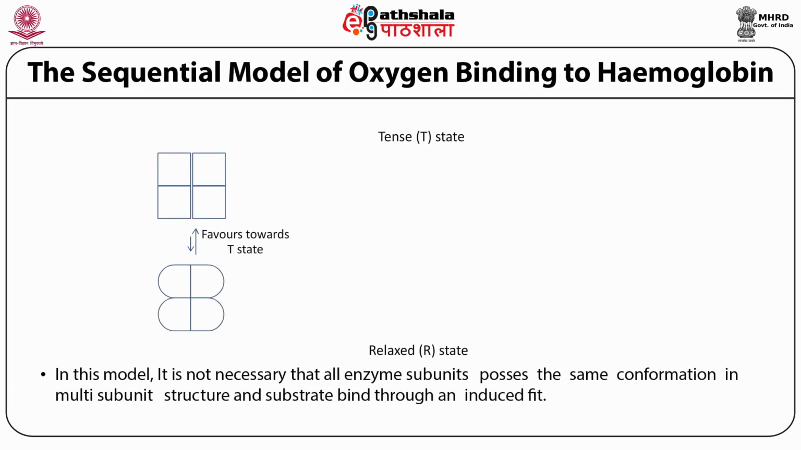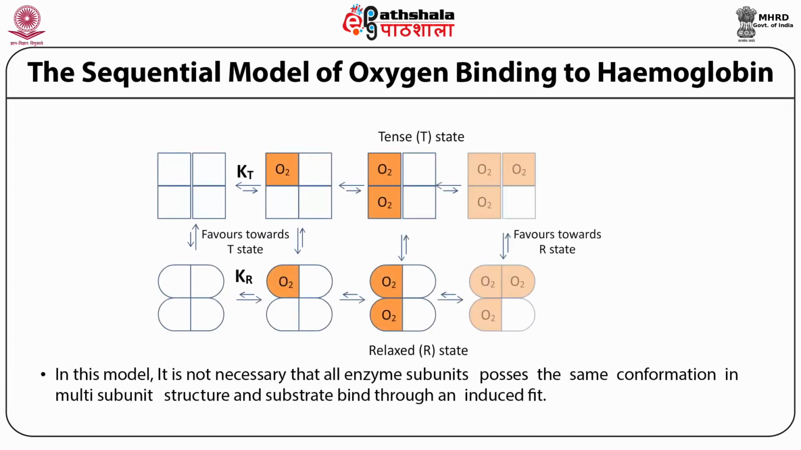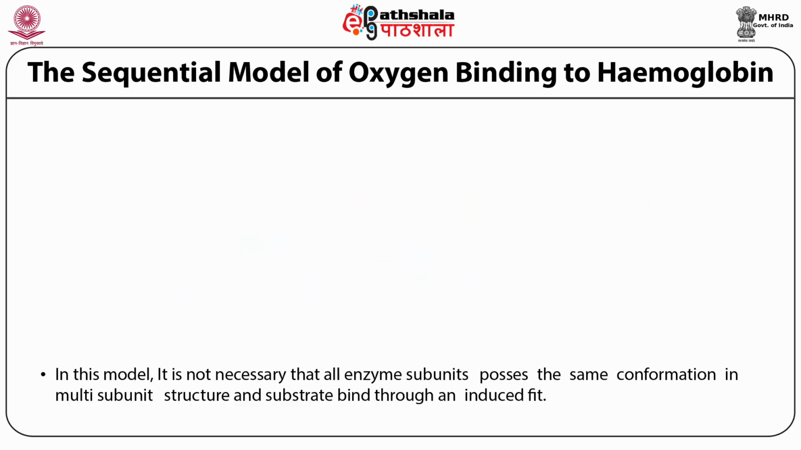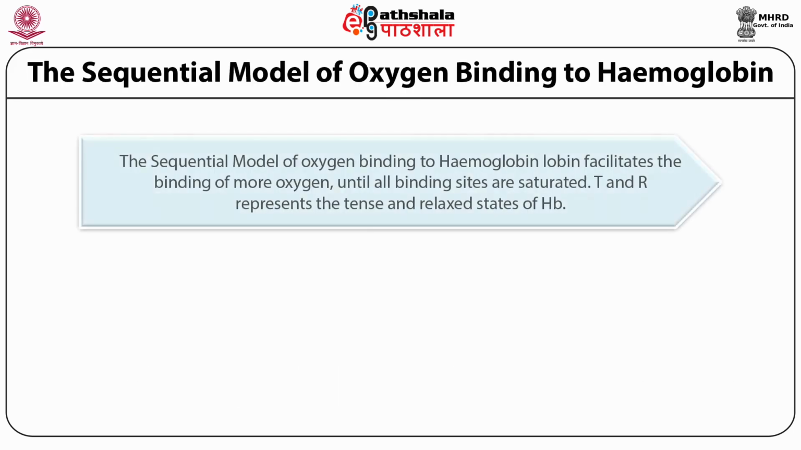So this model also suggests that at high oxygen concentration, the R form of the hemoglobin will be prevalent. However, at low oxygen concentration, it is predominantly the T form which will be prevalent. The next model of oxygen binding to hemoglobin is the sequential model of oxygen binding on the surface of hemoglobin.